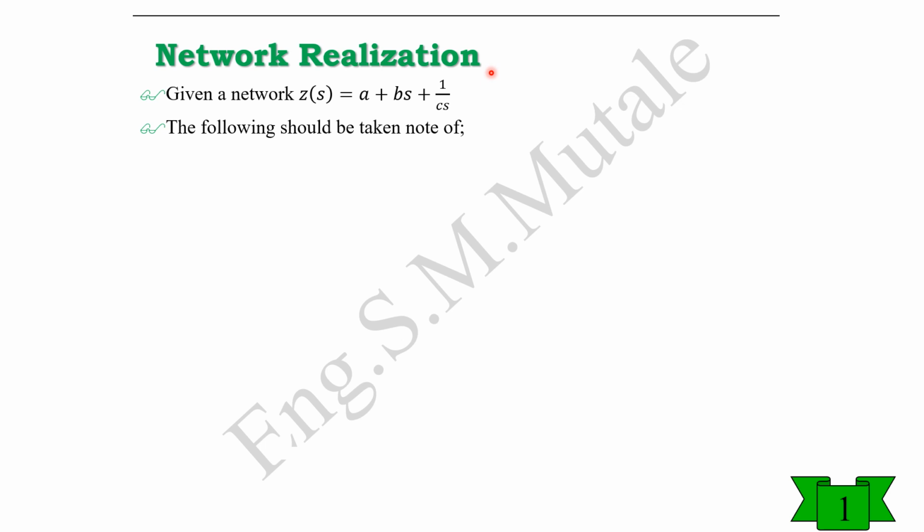Under Signals and Systems, we'll be looking at network realization. So when you're given a network, like this one, Z of S is equal to A plus BS plus 1 over CS. You want to realize such a network, we should take note of the following.